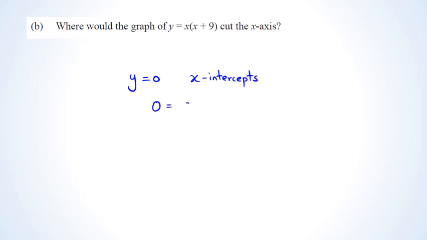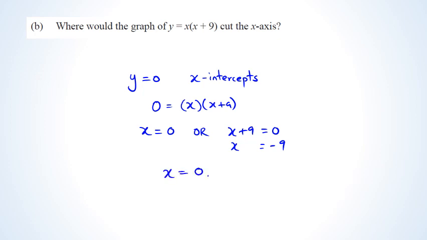So then we've got 0 equals x multiplied by x plus 9. So all it means is that x is equal to 0 or x plus 9 equals 0. And in this case, x is equal to negative 9. So we have our two solutions, which is x is equal to 0 and x is equal to negative 9. Cool, that is an achieved question.